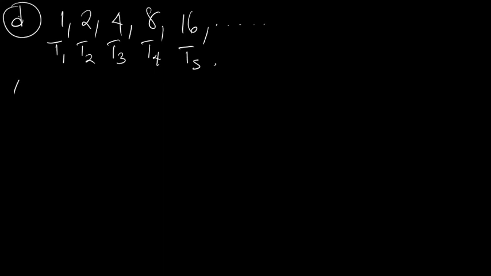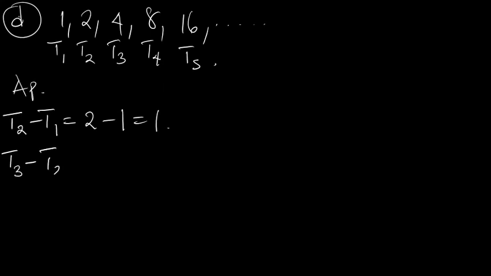Now let's check if it is an arithmetic progression. Now let's see if it has a common difference. Now you have the first one, the second term minus the first term, which is equal to 2 minus 1. This is 1. The next one is the third term minus the second term. This is equal to what? 4 minus 2, which is 2.